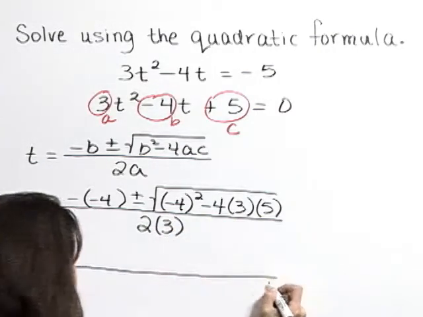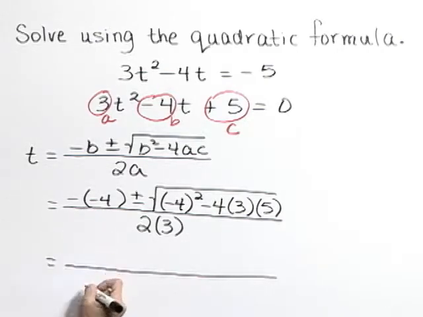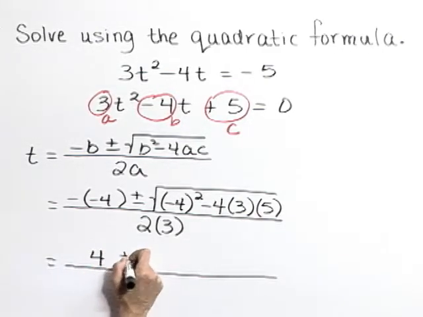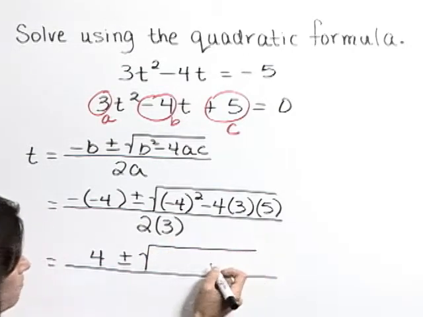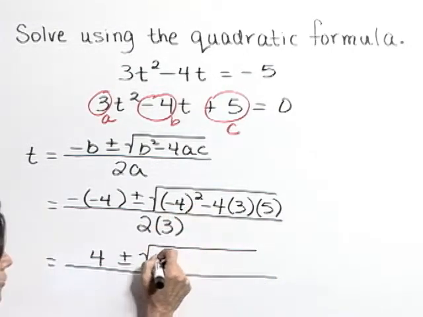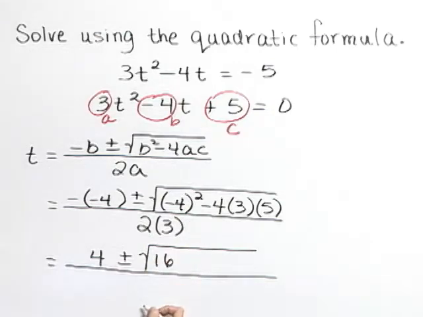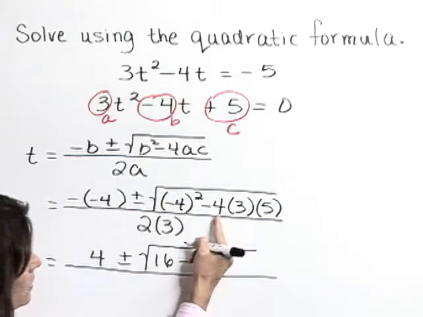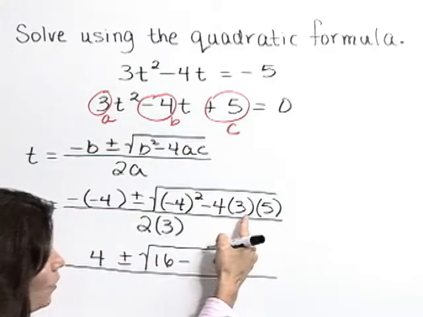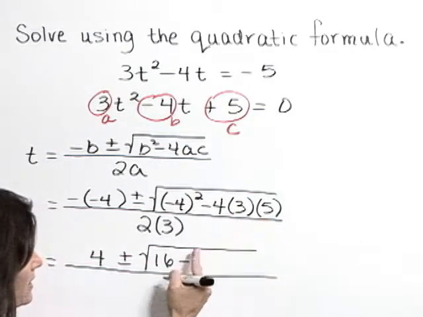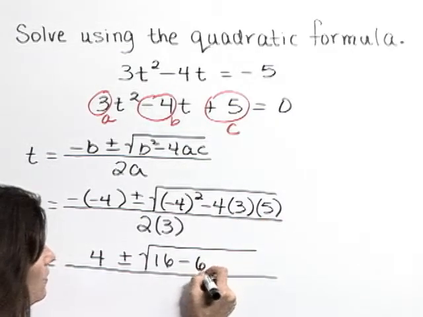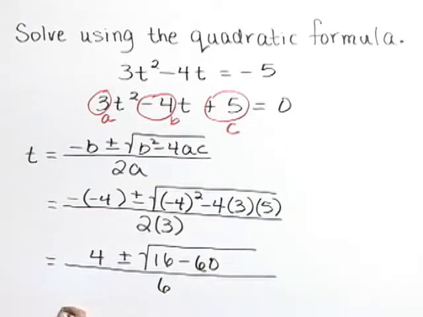Now let's simplify. Up front, the opposite of negative 4 is 4, plus or minus. Underneath our radical, negative 4 quantity squared is 16, minus 4 times 3 is 12, times 5 is 60, so this becomes 16 minus 60, all over 6.